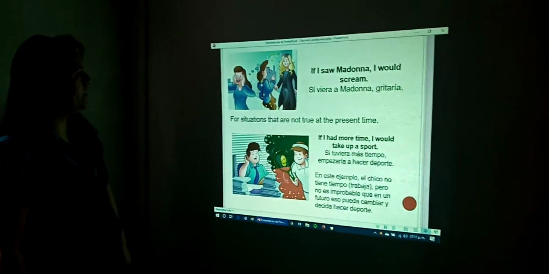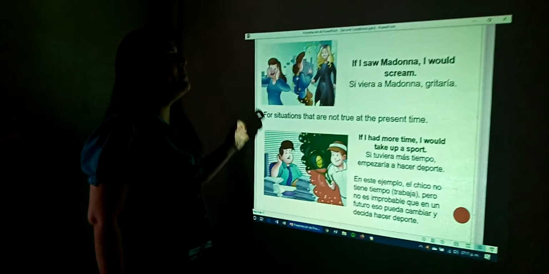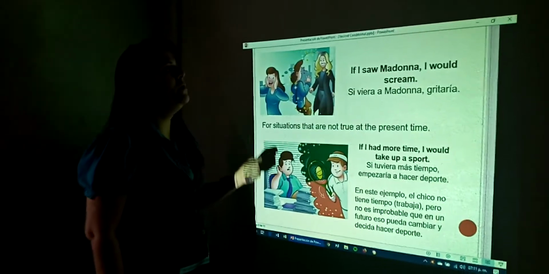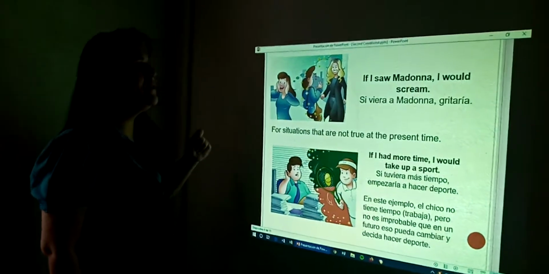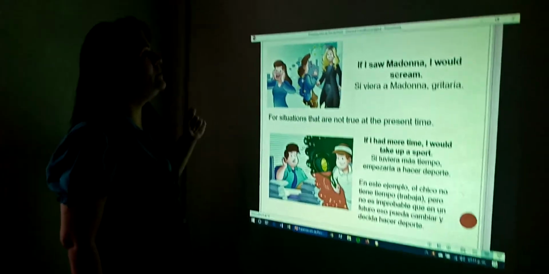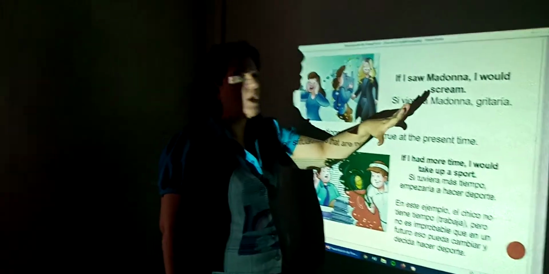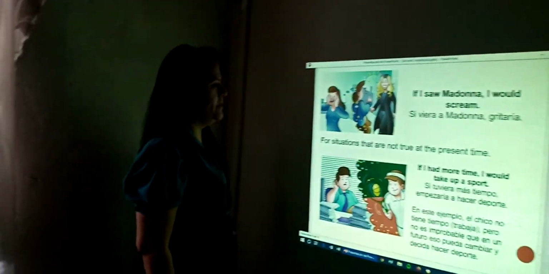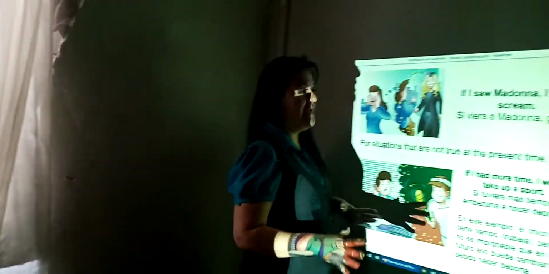Next. The next picture is: if I saw Madonna, I would scream. Repeat. If I saw Madonna, I would scream. Look at the comma. If I saw Madonna, comma, I would scream. Spanish: Si viera a Madonna, gritaría.